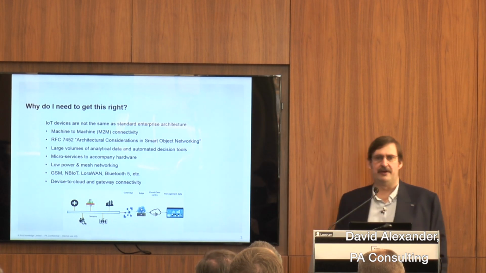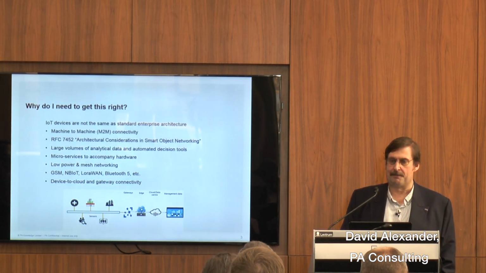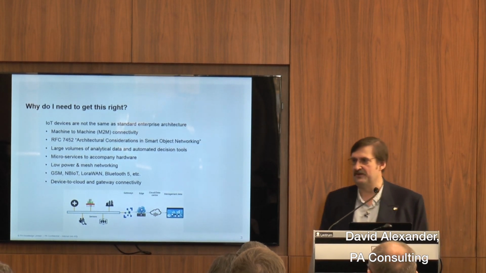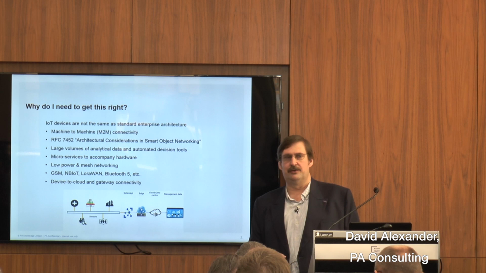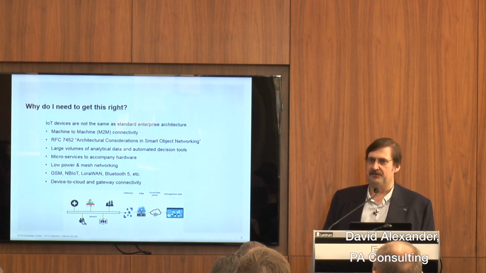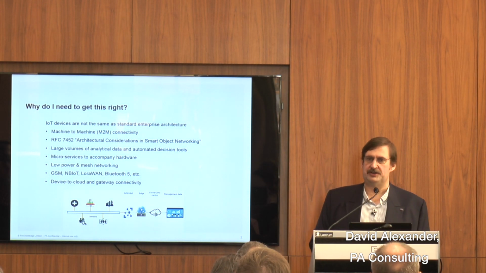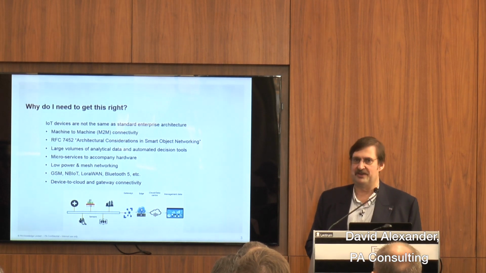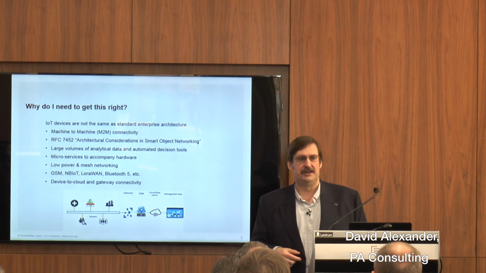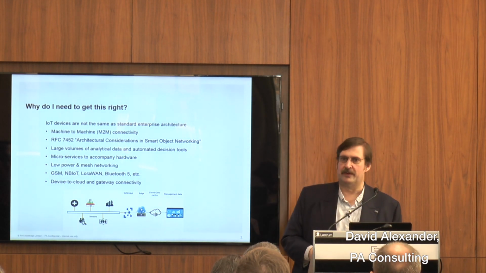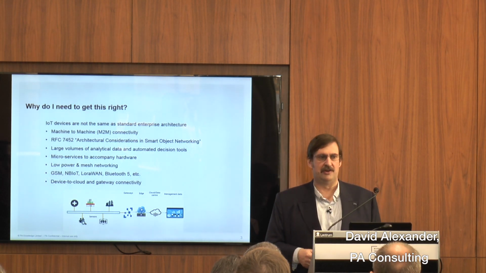Why do I need to get this right? Why is this so important? Don't forget that IoT devices are not the same as the kind of kit you would normally find in enterprise security architecture. As someone who's done a lot of work in operational technology space in the past, I say that in order to put in a big IoT machine-to-machine network, you need to think more like a process control engineer than you do an enterprise security architect.